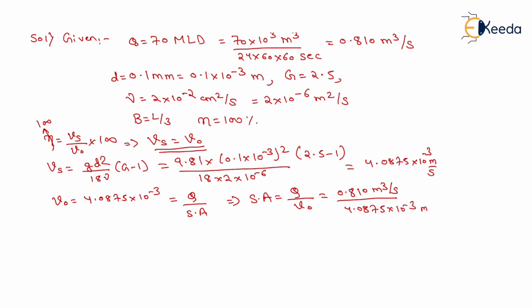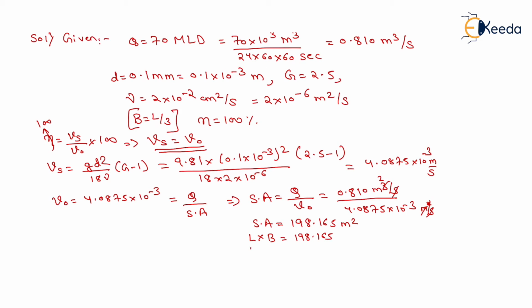We will get the answer in just a minute. This is in meter per second, so the meter per second cancels out and the answer comes in meter square. So surface area will be equal to 198.16 meter square. Now surface area will be equal to length into width. So length into width equals 198.165. Now width will be equal to L by 3.